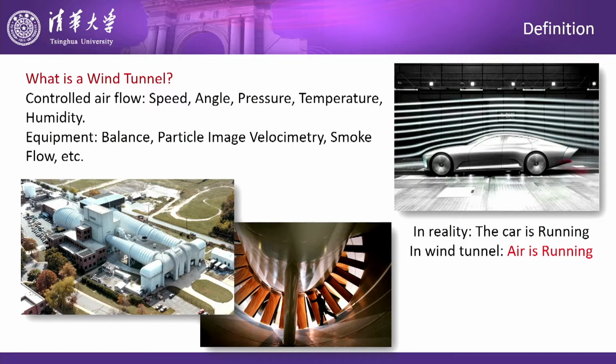We control the airflow with speed, angle, pressure, temperature, humidity, and sometimes ionization. The equipment of a wind tunnel usually contains balances, which we use to measure the force, and particle image velocimetry, PIV, to visualize the field. We also have smoke flow to visualize the field again. Sometimes we have a roller, because whether the ground is steady or running affects the drag. So the car is really moving on it, but steady from the outside. Okay, this is a wind tunnel.